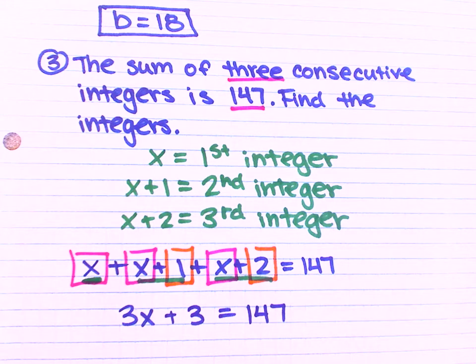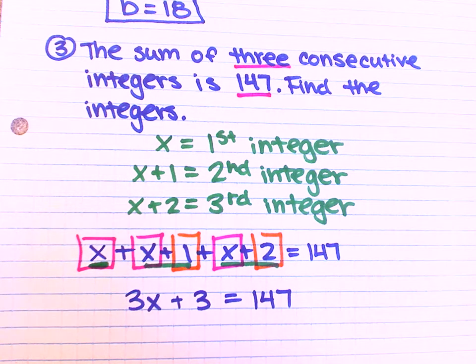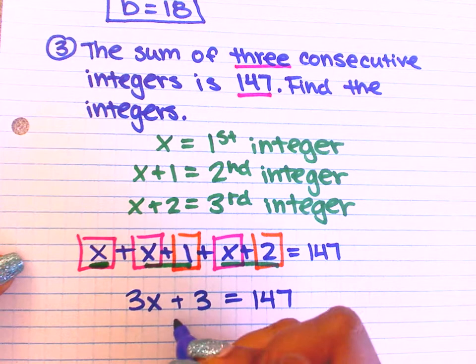So again, I'm just combining like terms. I'm adding them all up. I see x, x, and x. I know there's a 1 in front of all of them. There's 3 of them, 3x. I see 1 and 2. I know 1 plus 2 is 3. Now I can just solve. Remember, this is you finding the first integer. So I'm going to subtract 3 from both sides.